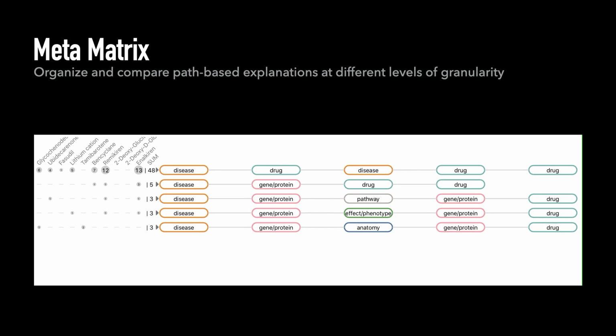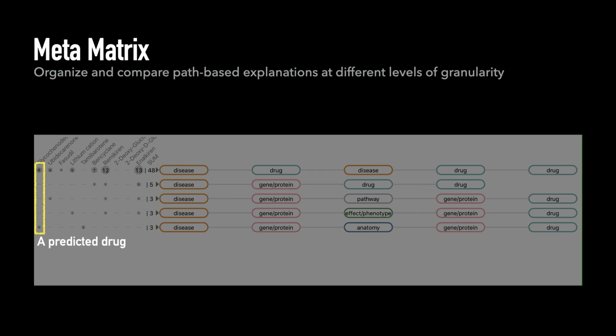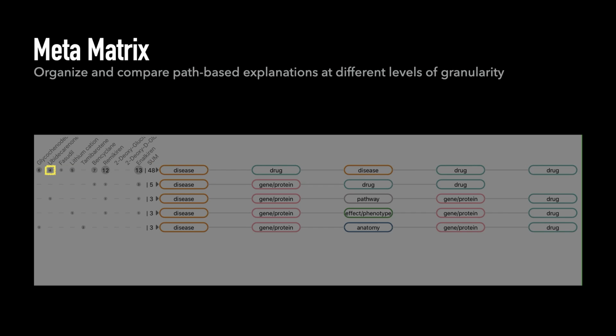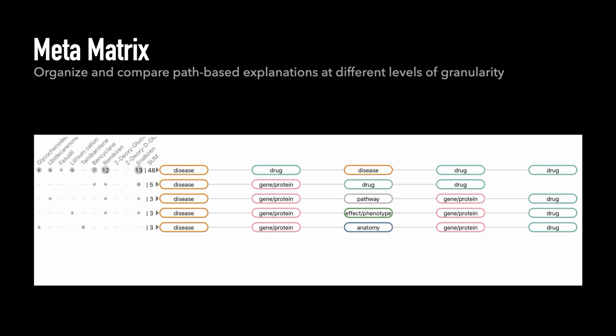Putting all those design considerations together, we propose a meta matrix design. Here, each column is a drug, and each row summarizes all explanation paths that belong to a certain metapath. The cell indicates the number of individual paths, and users can click them to investigate further details.